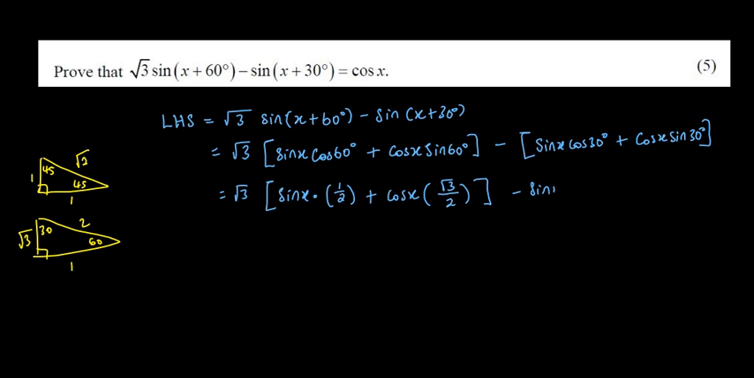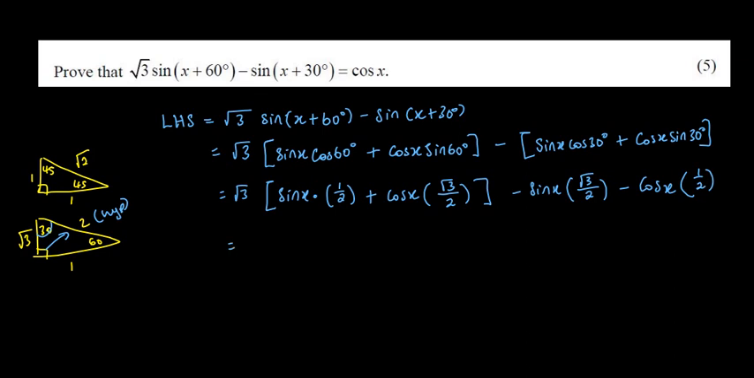sin x. Now for cos 30, remember, cos 30 is going to be adjacent of 30 over the hypotenuse. Remember, the hypotenuse is this one, good people. So when you look at 30 degrees, the adjacent side is square root of 3. So it's going to be square root of 3 divided by the hypotenuse, which is 2. And then this minus times this positive will be minus, and then you have cos x sin 30. Sin 30, the opposite side is 1, and the hypotenuse is 2. So this is what we have.